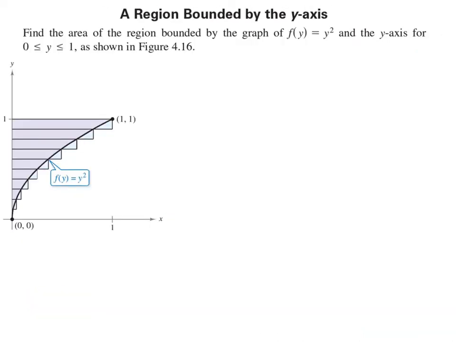So let's do another example, but instead of bounding a function by the x-axis, we're actually going to choose the y-axis as a bound. So let's say I have f of y is equal to y squared, so that's going to produce this curve, and I want to bound it by the y-axis in between y equals 0 and 1 inclusive.